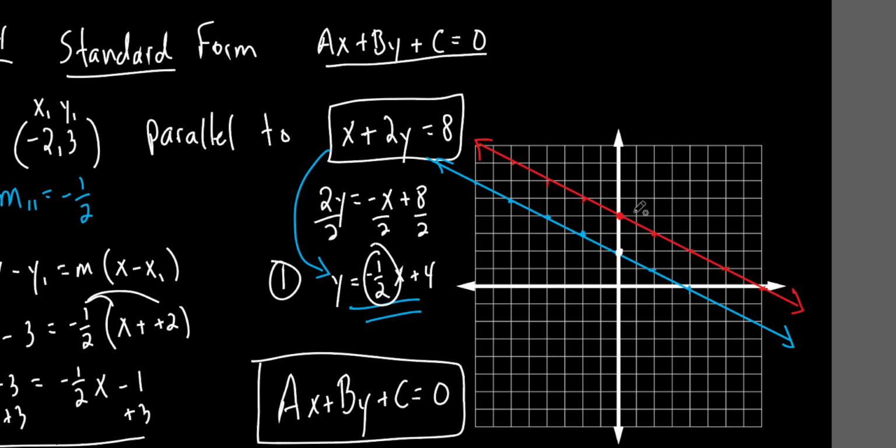So, if one line was perpendicular to this line, Mr. Herbert, can you sit down at the office for a moment? Okay, thank you.